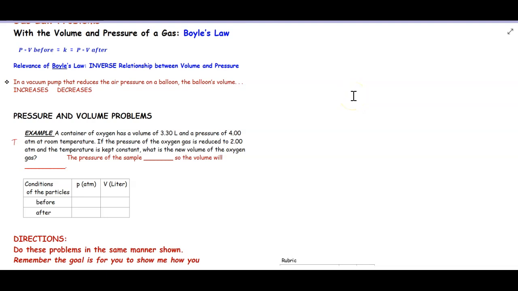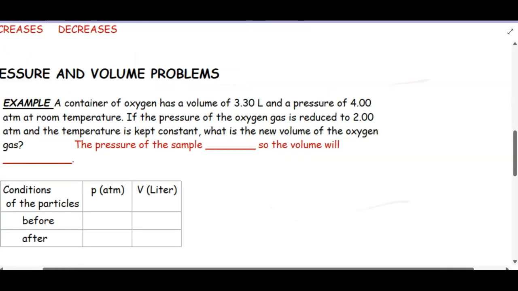Okay, guys, now that we've seen the demonstration, let's work on some Boyle's Law problems with volume and the pressure of a gas at one point, and then see if we can find the pressure and volume of the same gas at another point. All right, so pressure and volume problems.